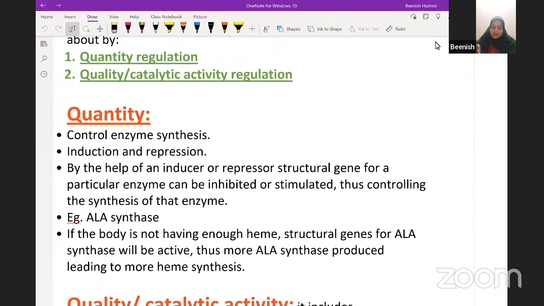So you control enzyme synthesis, like I said. Okay, how much enzyme is produced? If you decrease the production, obviously the amount of enzyme in itself is less, the pathway will not take place. Or if you want to enhance the reaction, you can increase the synthesis or the production of the enzyme. So that is one way that you regulate the quantity.